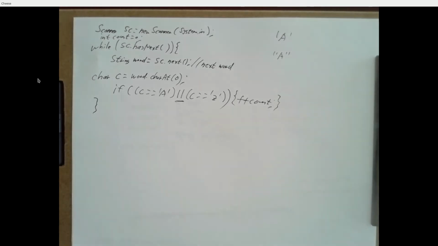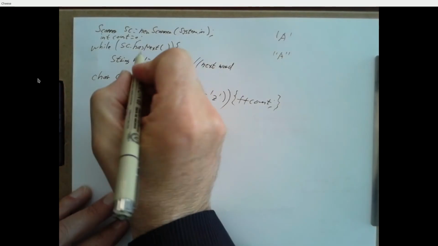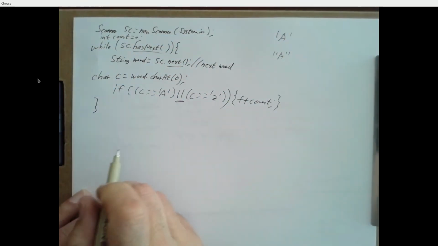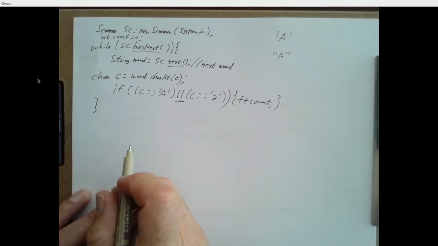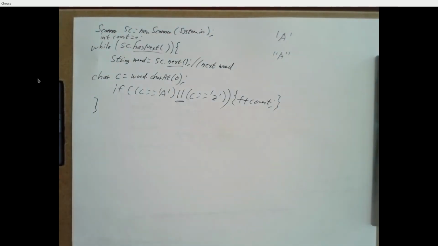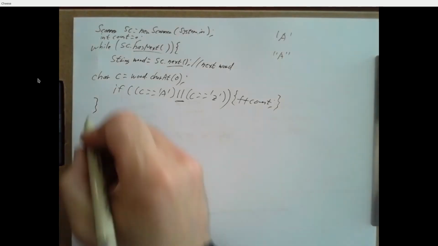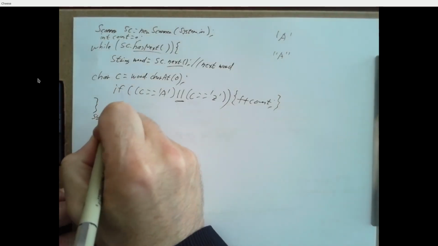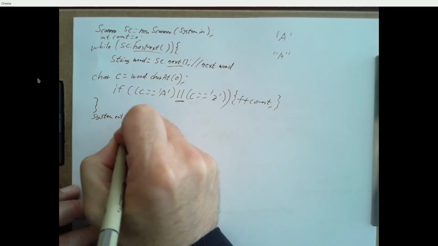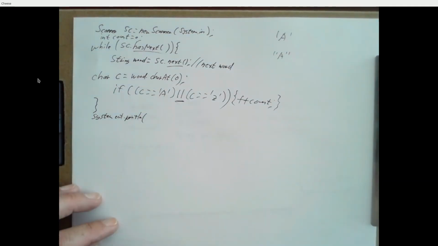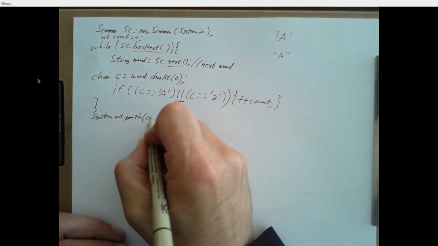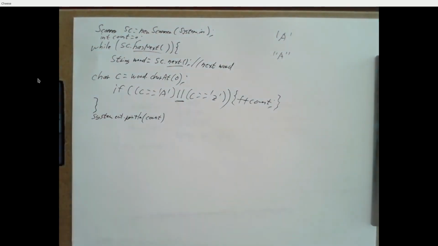Otherwise, it'll go on to the next statement, and your call to sc.next will return whatever that string was that got you out of hasNext. So these are almost always done in pairs, whether it's next and hasNext, or nextLine and hasNextLine, or nextInt and hasNextInt, or whatever. And at the end of this, what do we want to do? We want to print, so System.out.println. And if you want to print count, count as an integer, you can just say count.